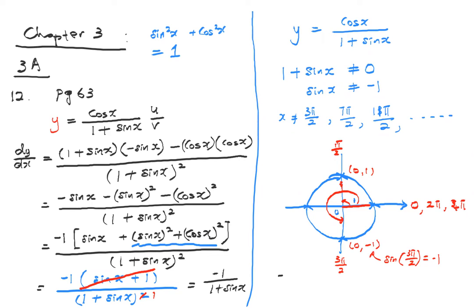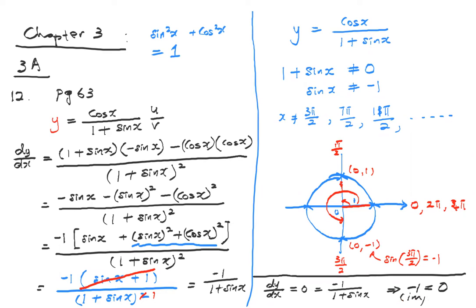So dy over dx equal to 0 means negative 1 over 1 plus sin x equals 0. So we get negative 1 equal to 0. So this is impossible. This shows that there is no horizontal tangent. Clear?